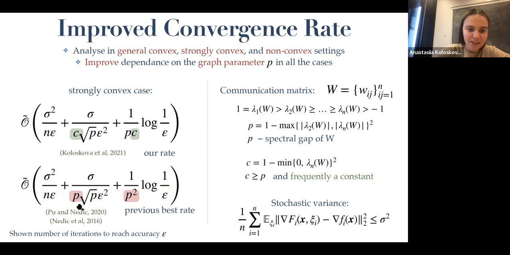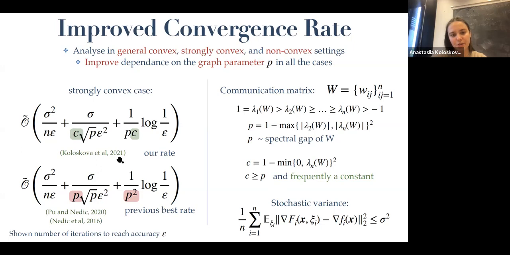So you see again that the first term is the stochastic noise term divided by the number of nodes, the last term is this exponential term, and you have this middle term. What we could do to improve it is to replace one of these p, which is a graph parameter, as you saw before, with a new parameter c. This parameter c also depends on eigenvalues of matrix W. So you can compare it with p. It is pretty similar. However, it's always bigger than or equal to p, because p is defined by the second and last eigenvalue, and c is defined only by the last one. And also, for many graphs, this constant c is actually a constant.